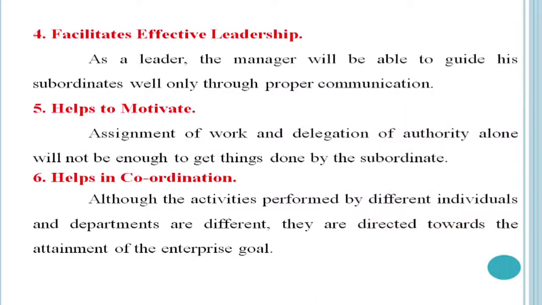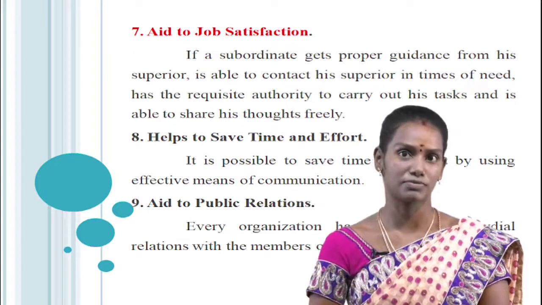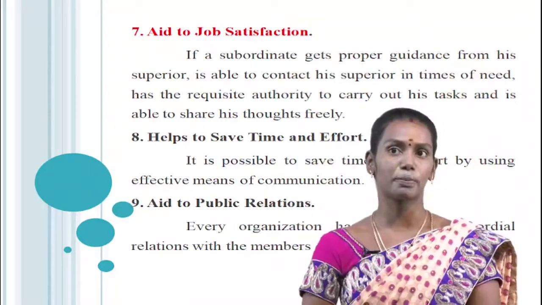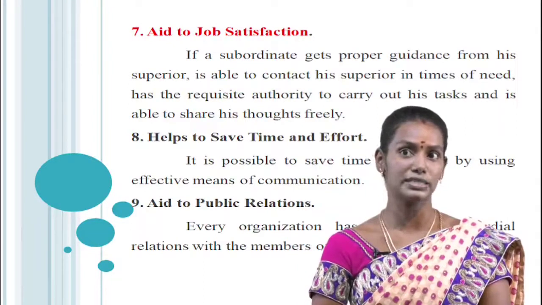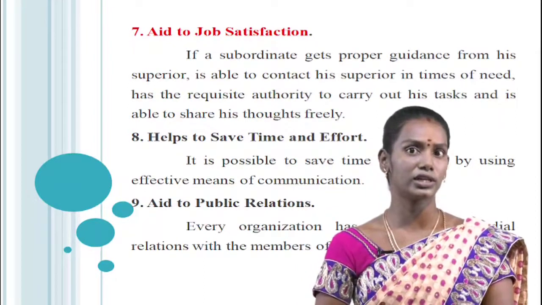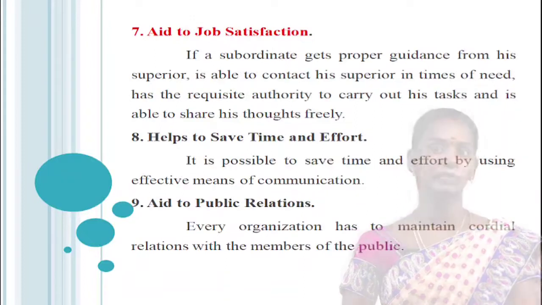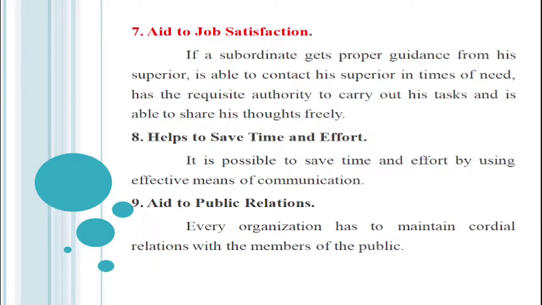Assignment of work and delegation of authority alone will not be enough to get things done by the subordinate. Next one, helps in coordination. Although the activities performed by different individuals and departments are different, they are directed towards the attainment of the enterprise goal. Another one is aid to job satisfaction. If a subordinate gets proper guidance from his superior, is able to contact his superior in times of need, has the requisite authority to carry out his task, and is able to share his thoughts freely.